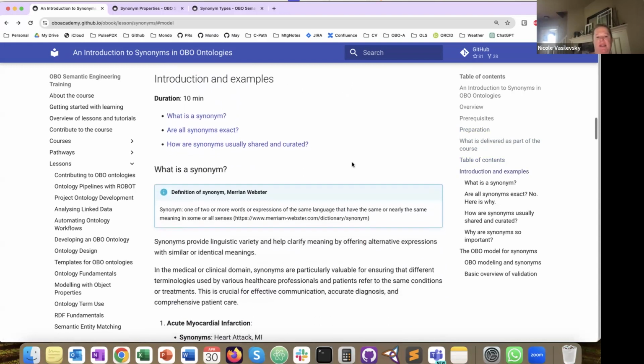So before I dive into the introduction and examples, I'll just pause for a second if anyone has any questions before we go.